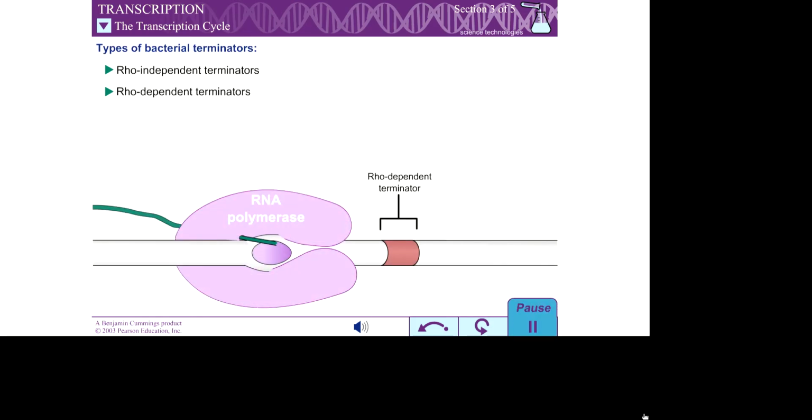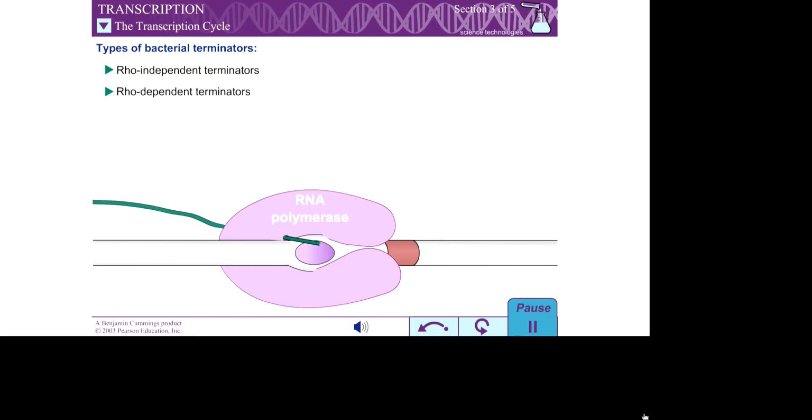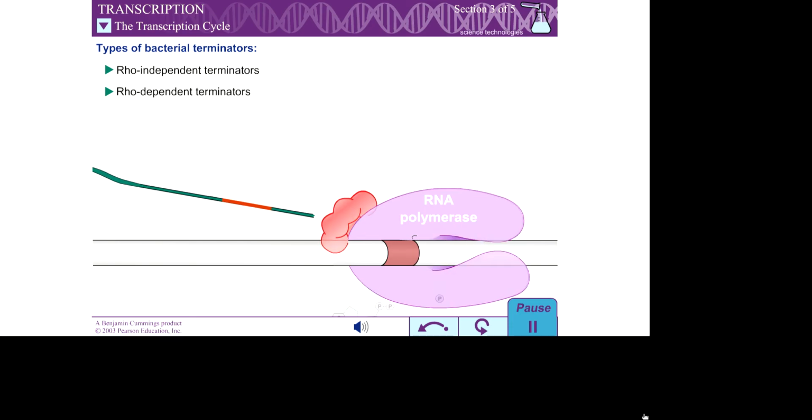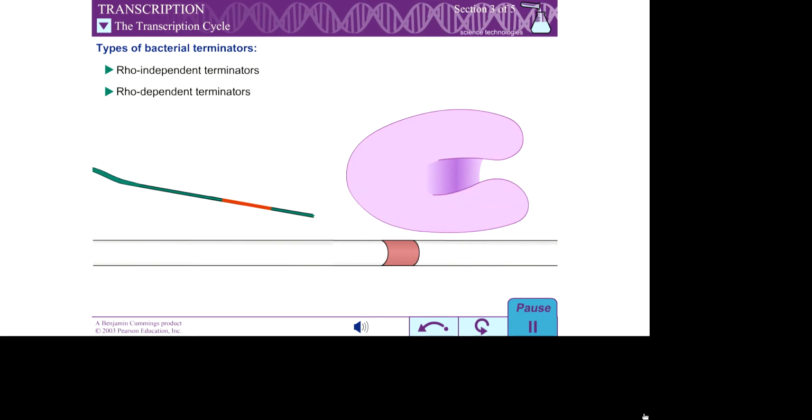Rho-dependent terminators are less well characterized, but optimally consist of stretches of about 40 nucleotides that do not fold into a secondary structure in the RNA transcript. Rho-dependent terminators require the action of the Rho factor, a ring-shaped hexameric protein. The Rho factor binds to the transcribed RNA as it exits the polymerase. Using the energy derived from ATP hydrolysis, the Rho factor pulls the RNA from the template and RNA polymerase.